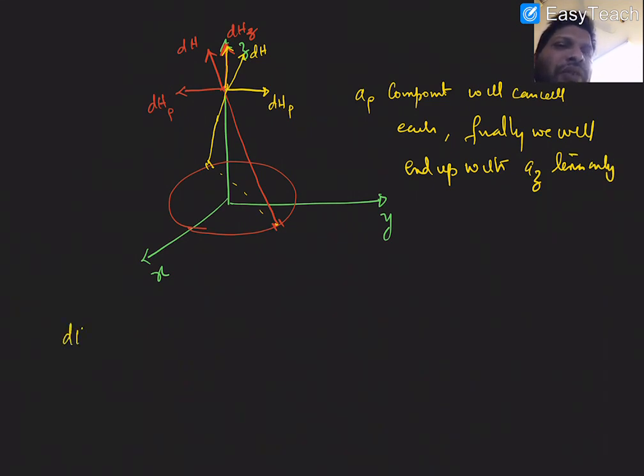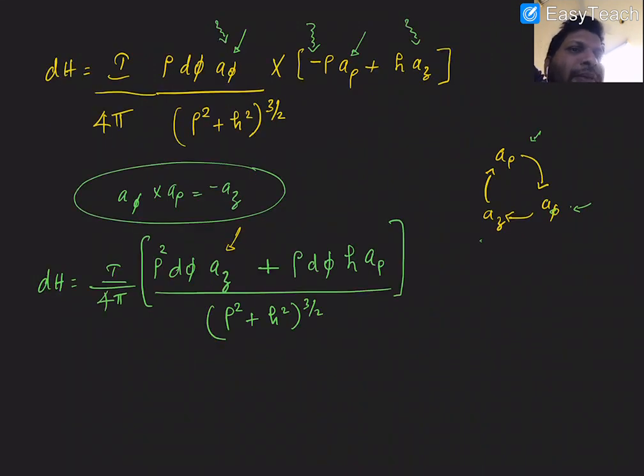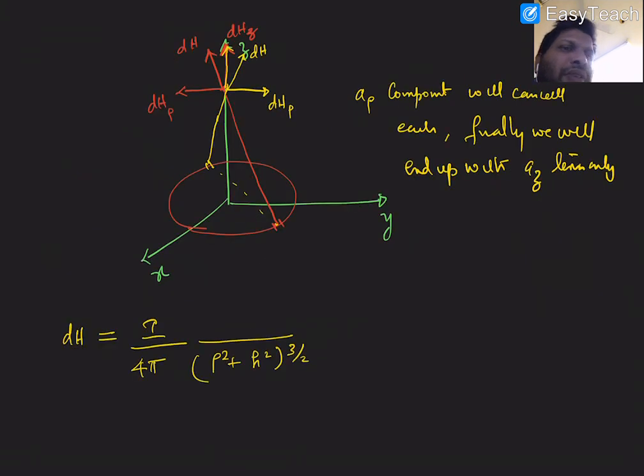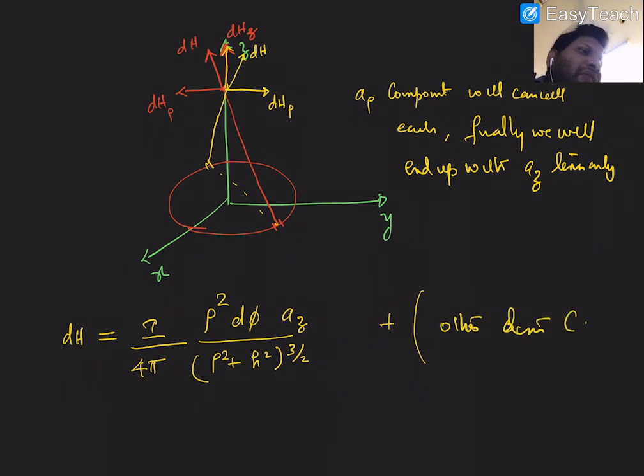So we can write our dh as I by 4 pi, then rho square plus h square whole power 3 by 2, then rho square d phi az, like this, because the other term cancels. So the total integral effect of that term will be equal to 0. So how to find h?